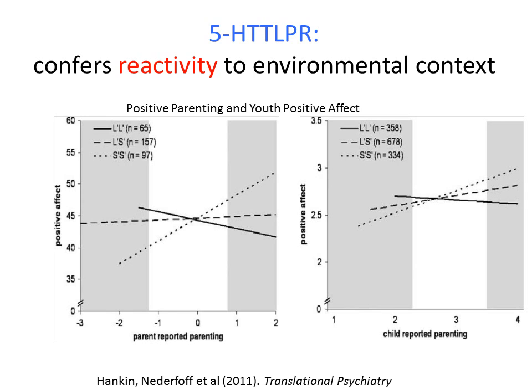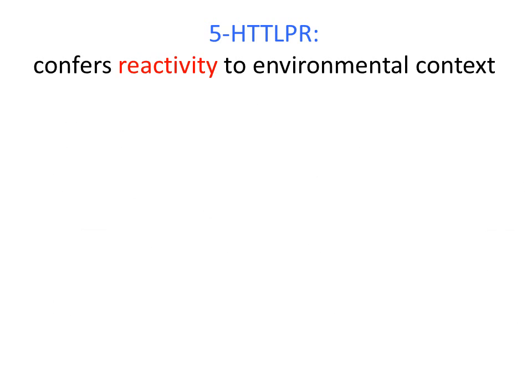This is parenting. We did it with observations of parenting, parent report of parenting, kid report of parenting, and basically what you see is the kids who carry the short allele, they're more reactive to their parents in both good and bad ways. This is differential susceptibility. So the kids who are getting really good environments, they show more positive emotion. And if you have poor parenting, these kids show less positive emotion. My point here is this is about reactivity to the environment.